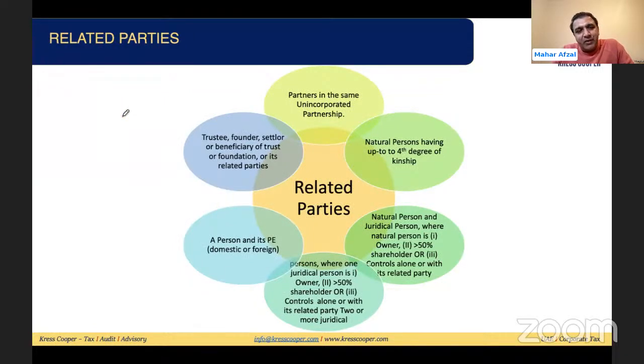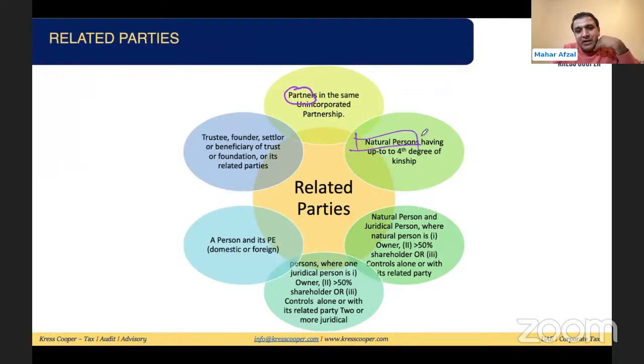The related party definition has been given in the law. They said a partner in the same unincorporated partnership. A partner in the partnership will be considered a related party. A natural person having a 4th degree of kinship. 4th degree of kinship means siblings, parents, uncles, and cousins. So this is basically a transaction between cousins; starting from sibling and parents till the cousins is the 4th degree of kinship.